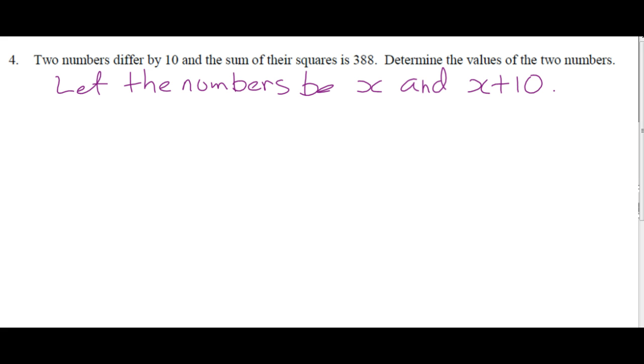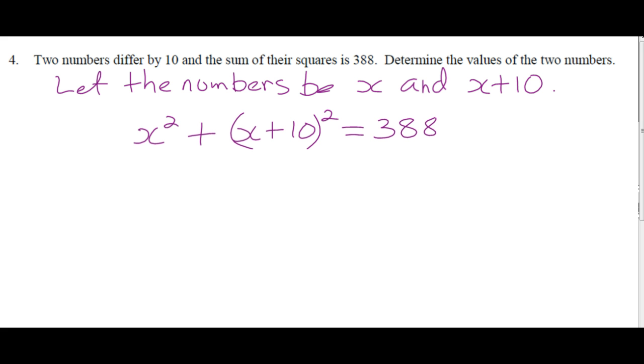The sum of their squares. So how am I going to write the sum of their squares? The first number squared is x squared. Plus what? X plus 10 quantity squared, right? Do not write this. Okay? You write that, that's wrong, right? I mean, that's x squared plus 100. So remember, it's... And what's that equal to? All right, so that's what we got to do.